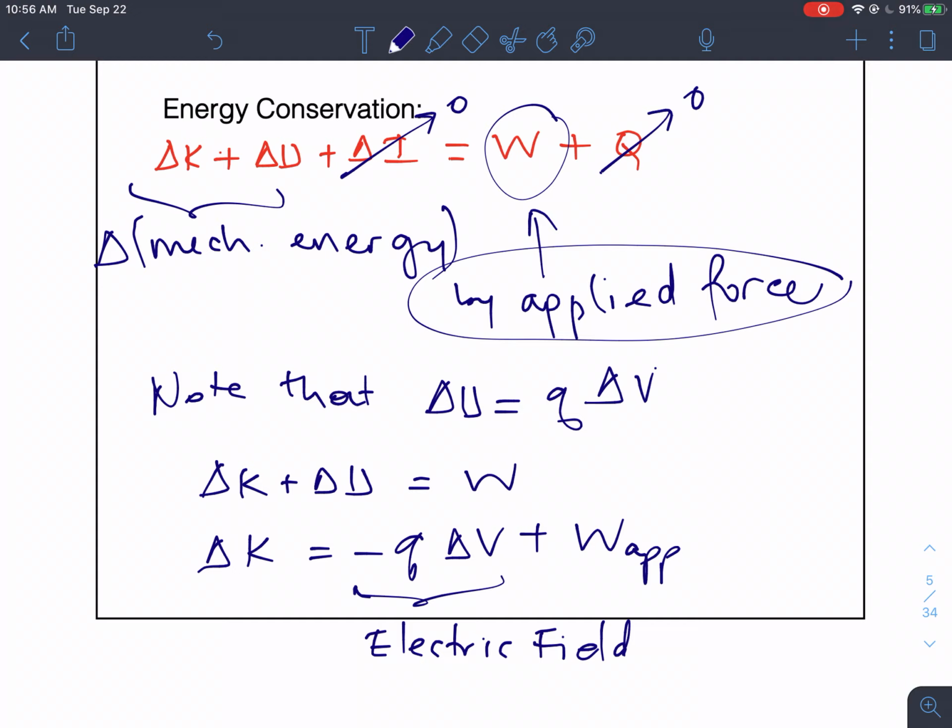So in the problems, we're going to be moving charges around, so there's an applied force. Or we're going to look into the cases of how much work is done by the electric field. Okay, so we're going to look into those, and there are some sign issues. So we are going to discuss those later on.